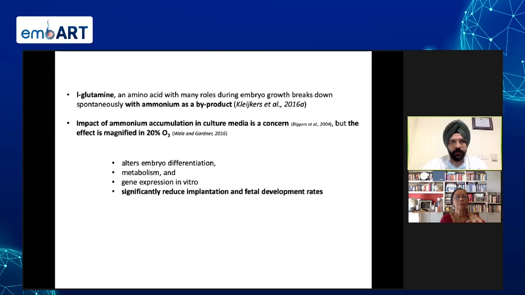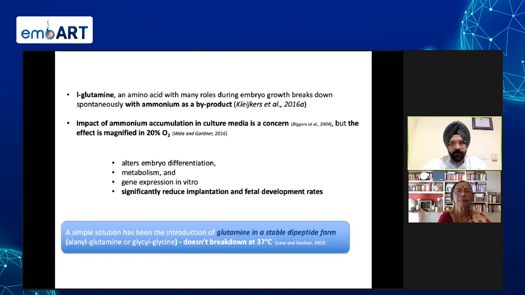L-glutamine, an amino acid with a very vital role in embryonic development, breaks down spontaneously with ammonium as a byproduct. And the accumulation of ammonium in culture media is a major concern. Its effect is magnified in 20% oxygen compared to 5% oxygen. It alters embryonic differentiation and significantly reduces implantation and fetal development rates. So an easy remedy was found: the introduction of glutamine in stable dipeptide form. It doesn't break down at 37 degrees, and modern day medias all have glutamine in its stable dipeptide form in place of L-glutamine, which was used initially.